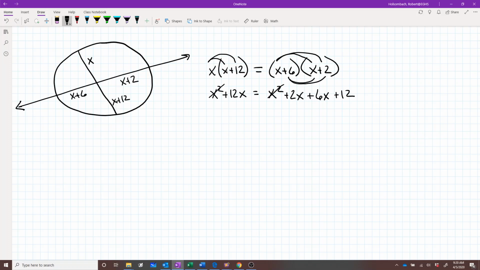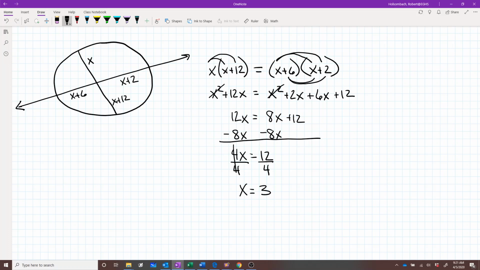On the left-hand side, we've got a 12x left. And on the right-hand side, we have to combine like terms first. So our 2x plus 6x is an 8x. And a positive 12 stays with it. So now we can subtract 8x from each side. And 4x would be equal to 12, and we can divide both sides by 4. These 4s will cancel out, and our x is equal to 3.